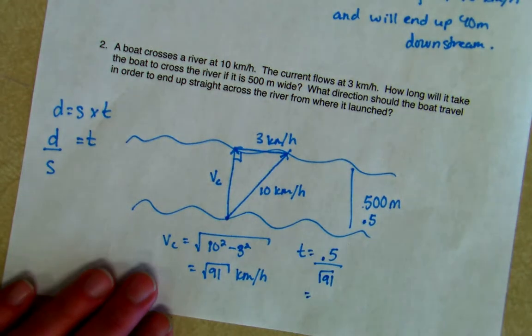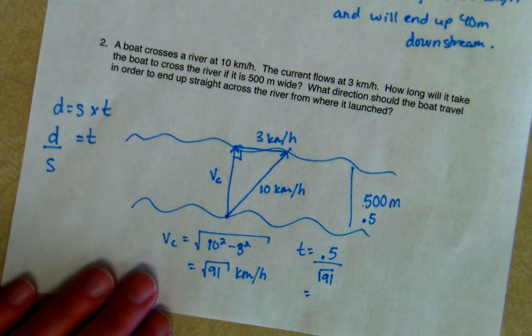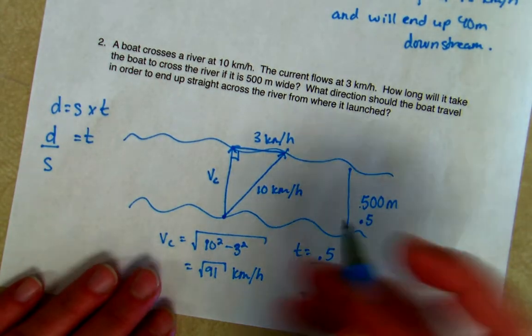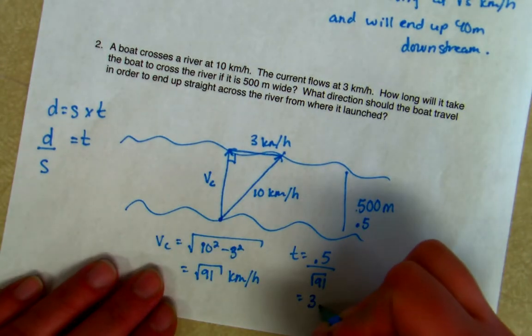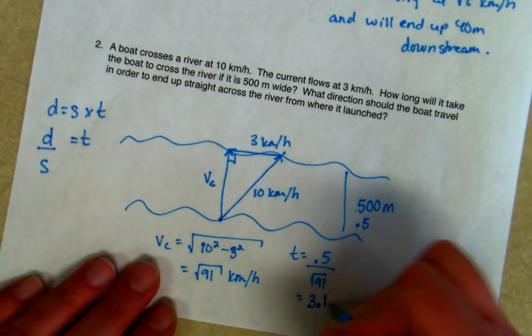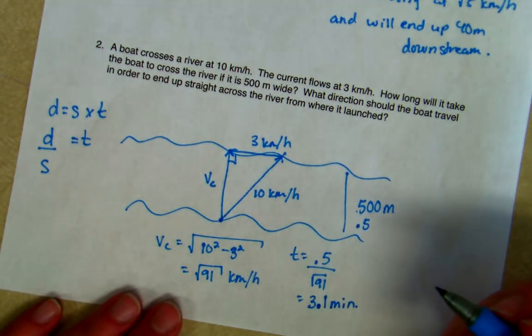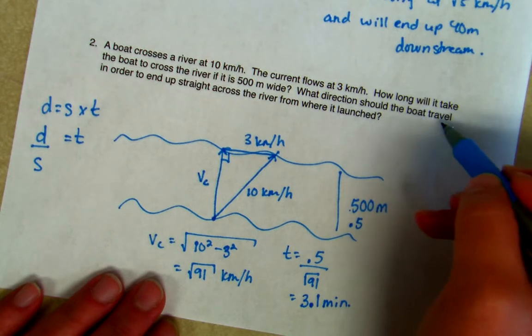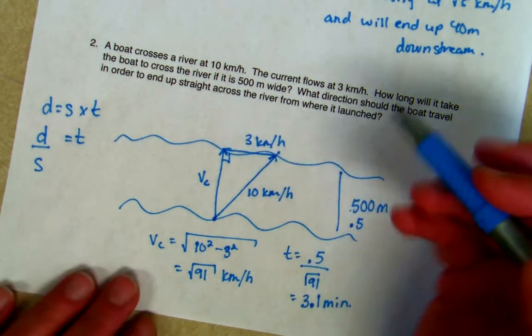And I'm going to actually do that in my calculator to get an idea of time. So 0.5 divided by the root of 91. And it is 0.05 of an hour. I'm going to change that to minutes by multiplying by 60. So it's actually going to take like 3.1 minutes, or just over 3 minutes for the boat to cross the river. Now, what direction should the boat head or travel in order to end up straight across the river?